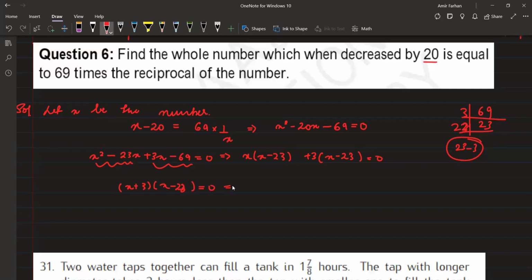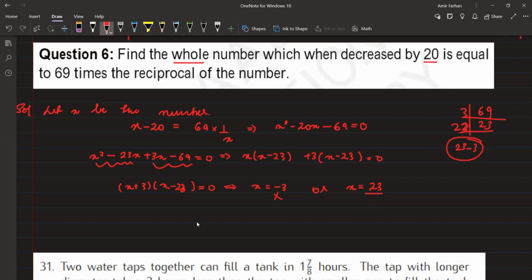So see this thing. x will be equal to either -3 or x is equal to 23. So which one is correct? Which one is invalid, and which one is correct? It's saying whole number. Can a whole number be negative? So this one will be discarded. So the number is 23. Yes or no? Yes sir. Clear? Yes. Clear?